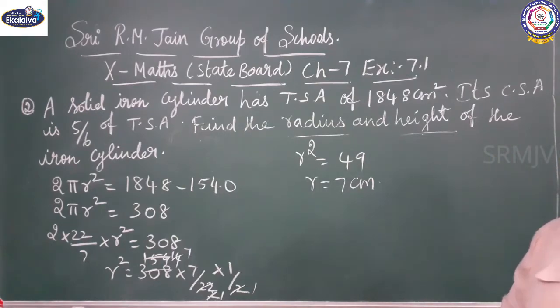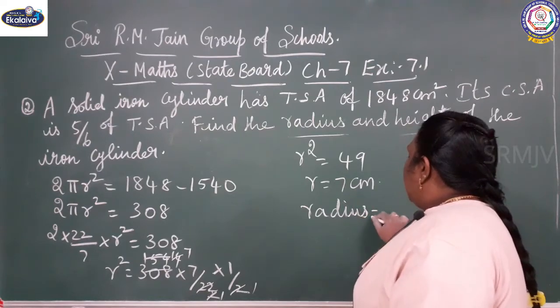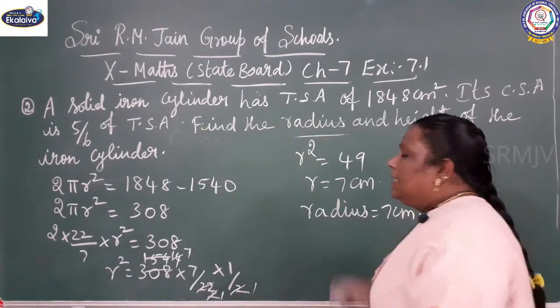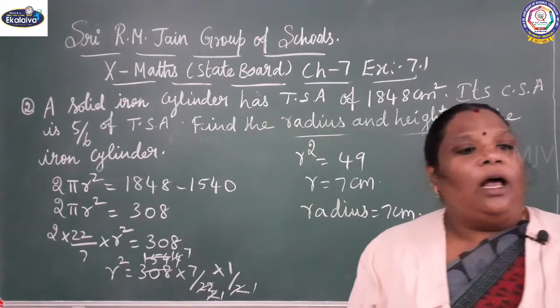Therefore, radius equal to 7 centimeter. Then we move on to the height. What is the curved surface area? It is given as 1540.